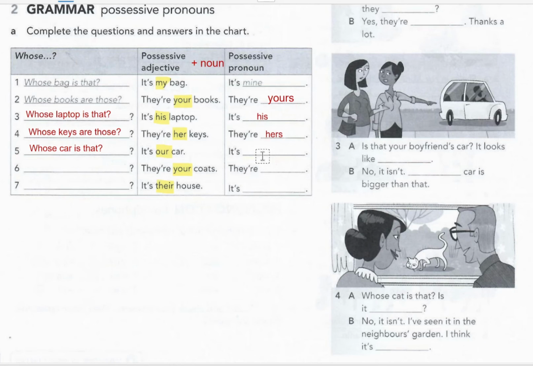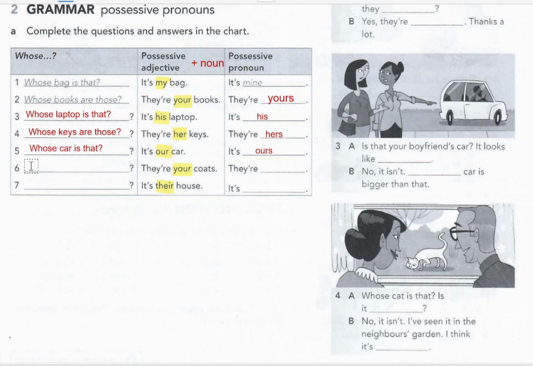So if I want to make a possessive pronoun, it will be "ours". We're just going to add S to "our". When you add S to "our", it becomes a possessive pronoun: ours.